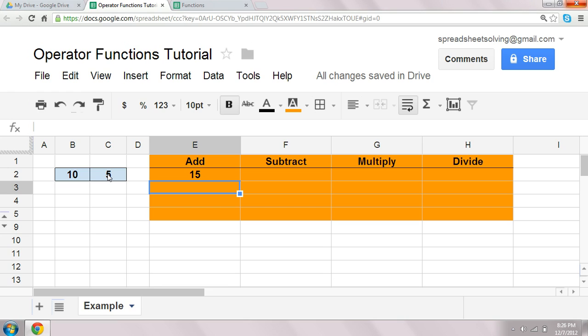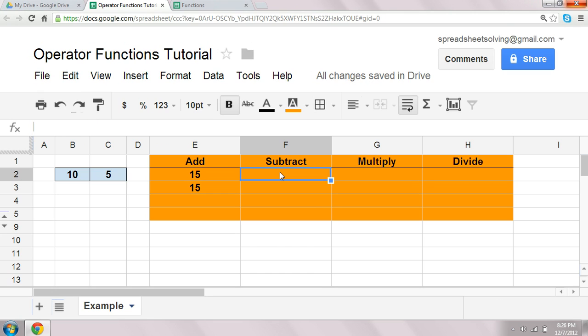Now, a second way you can do the same function is to use an operator function, and the operator function for add is simply ADD. So we have the ADD, B2 is the first, separated by a comma, and you have C2, and at that point you also get 15. Okay, so whenever you use an operator function, be sure to remember to use the comma sign to separate the two arguments or the two cells referencing the numbers that you want to add.